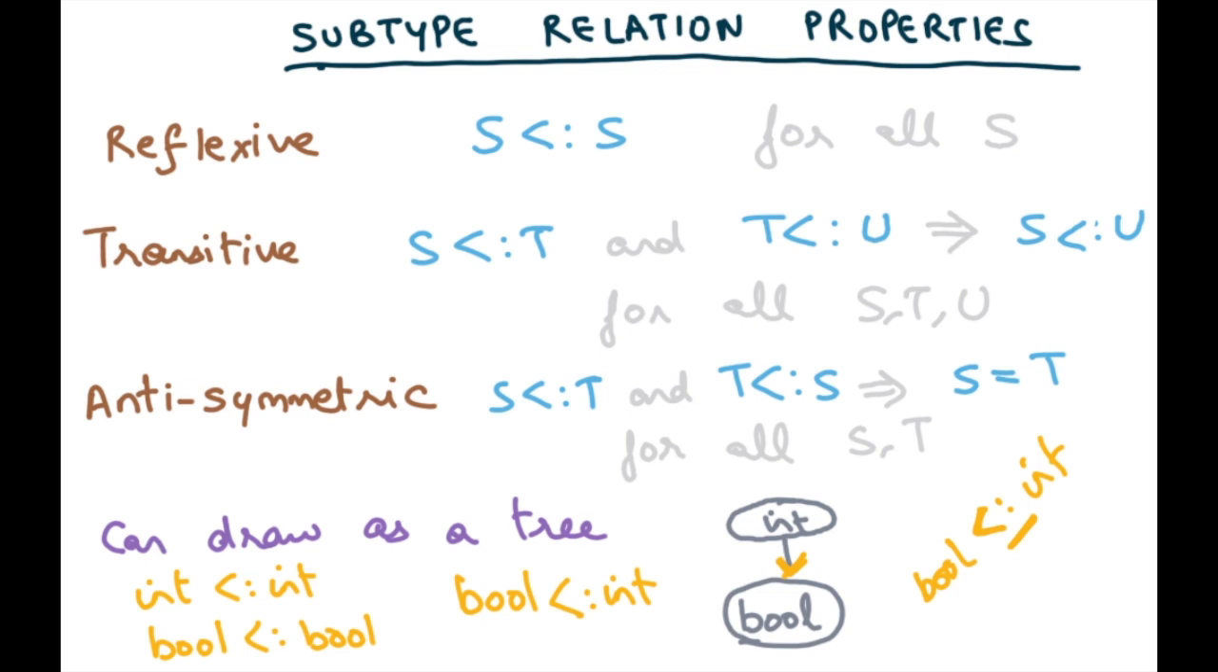And notice that reflexivity just comes for free in this diagram representation because every node is a subtype of itself. Transitivity can basically be seen. So for example, if bool was a subtype of some other type T, then by transitivity, int would also be a subtype of T.